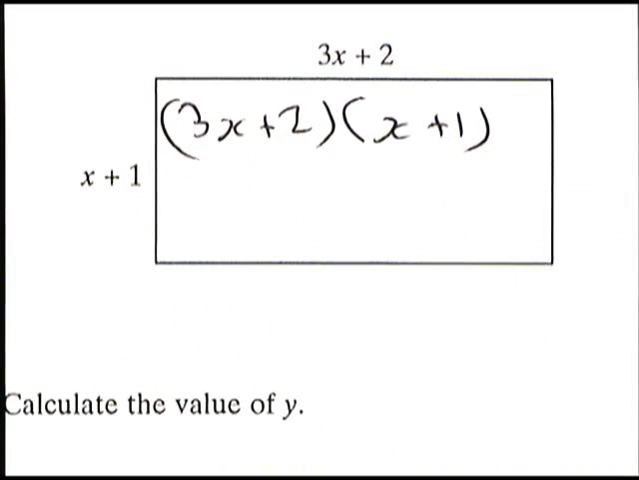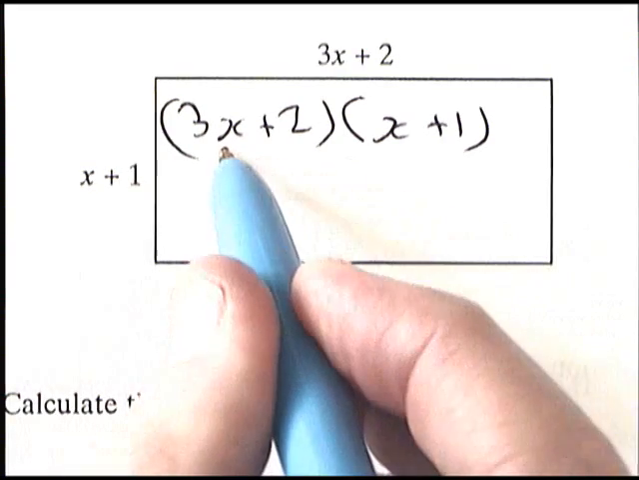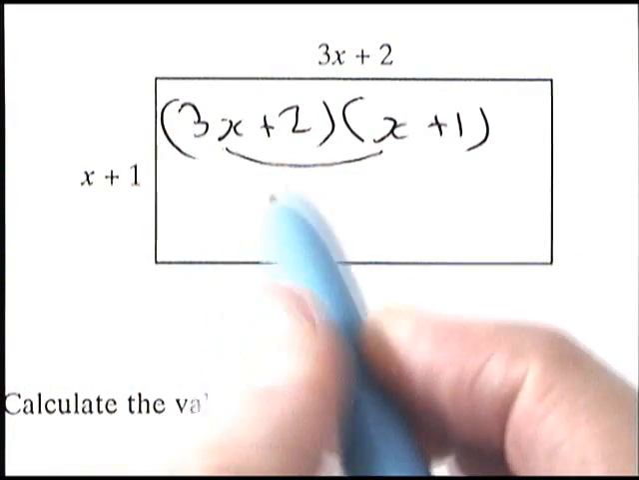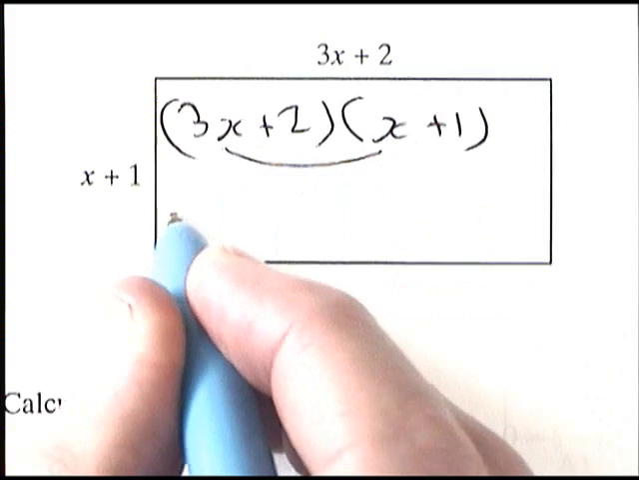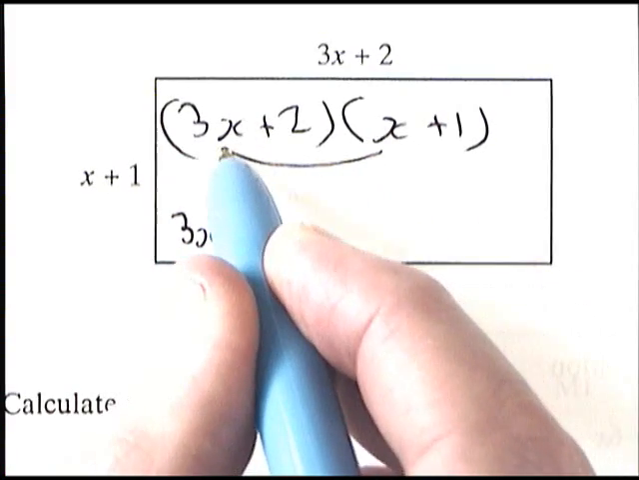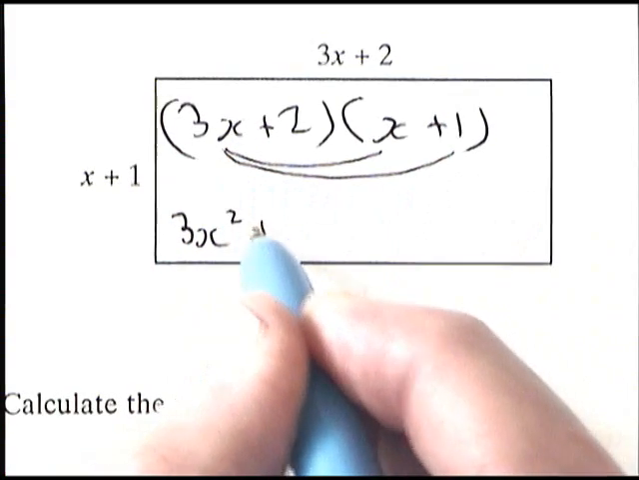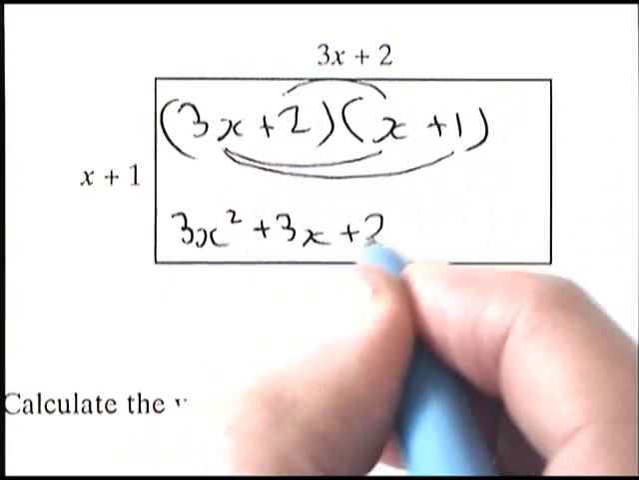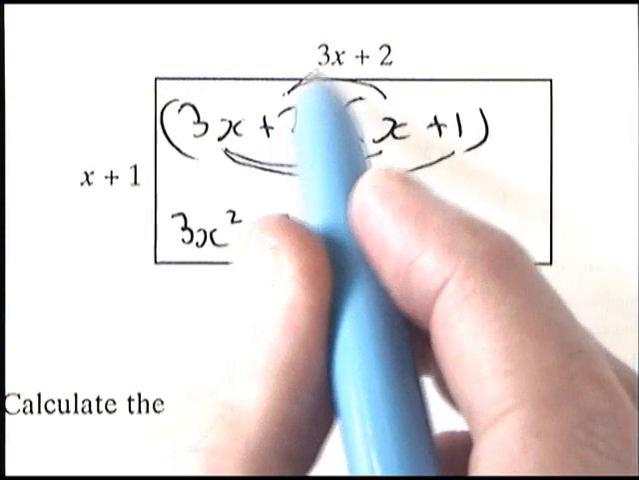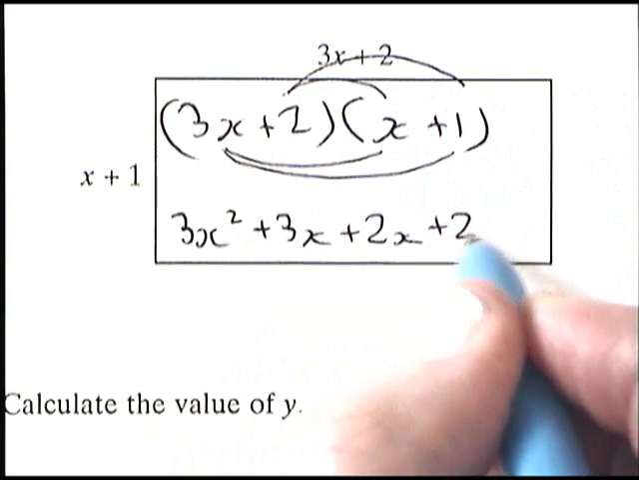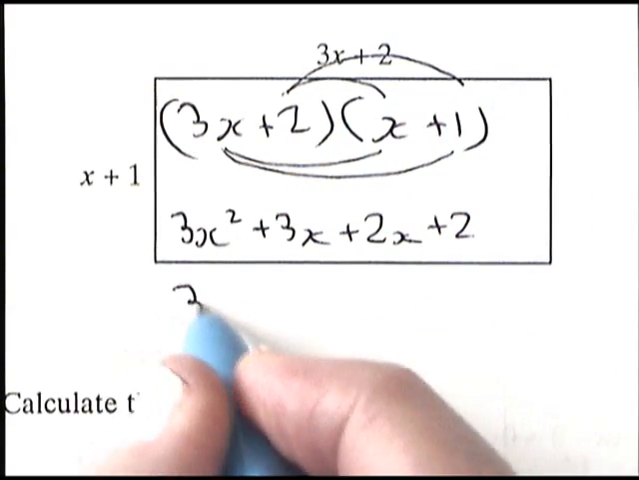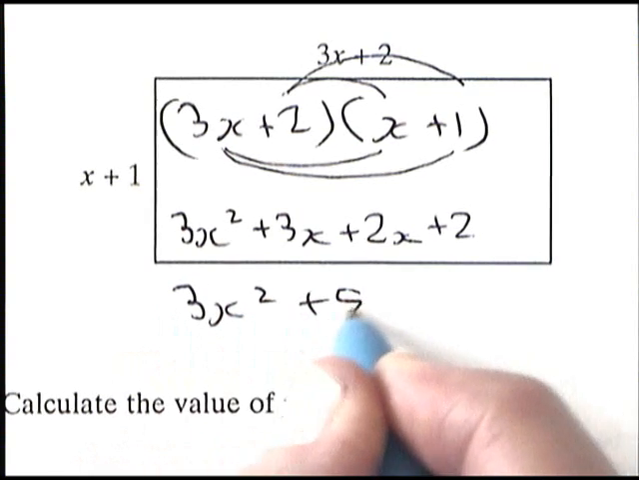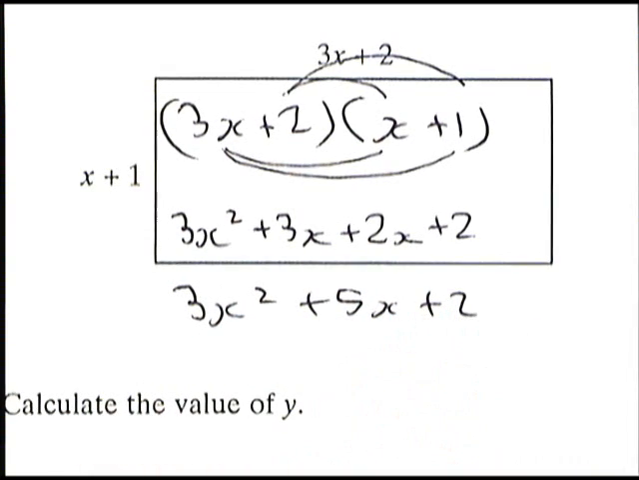Now whichever way you do this, there's more than one way of doing it. One way is to do the smiley face sort of way. 3x times by x is 3x squared. 3x times by 1 is plus 3x. Plus 2 times by x is plus 2x. Plus 2 times by plus 1 is plus 2. So that's going to give us 3x squared plus 5x plus 2. It's one way of answering that sort of question.